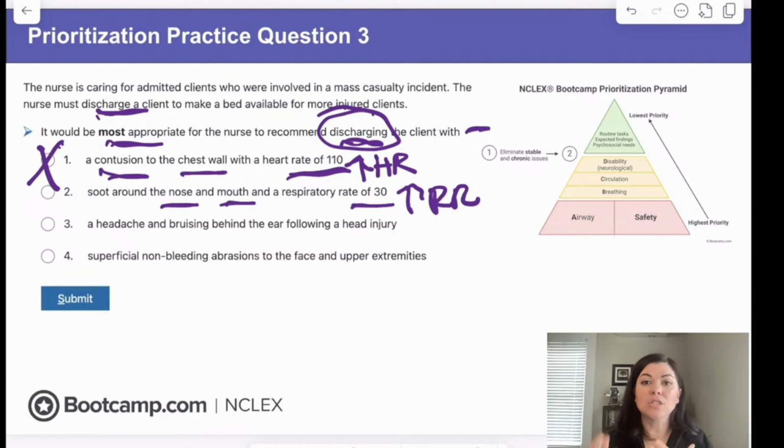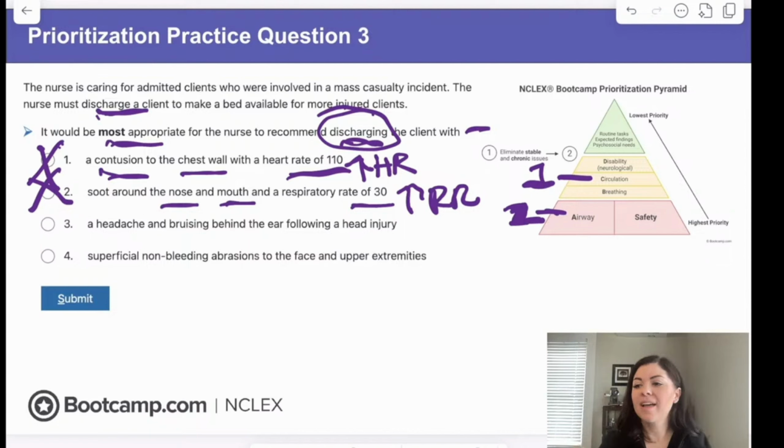So what happens is you breathe in that smoke. Smoke is an irritant, and sometimes the client will look stable at first, but that swelling in the airway is just going to progress and get worse. And as a result, a lot of times these clients will require intubation to maintain that airway. So that is a very high priority, life-threatening emergency. A pyramid over here. So we got 1, we got 2. Both of those are certainly people I don't want to discharge.